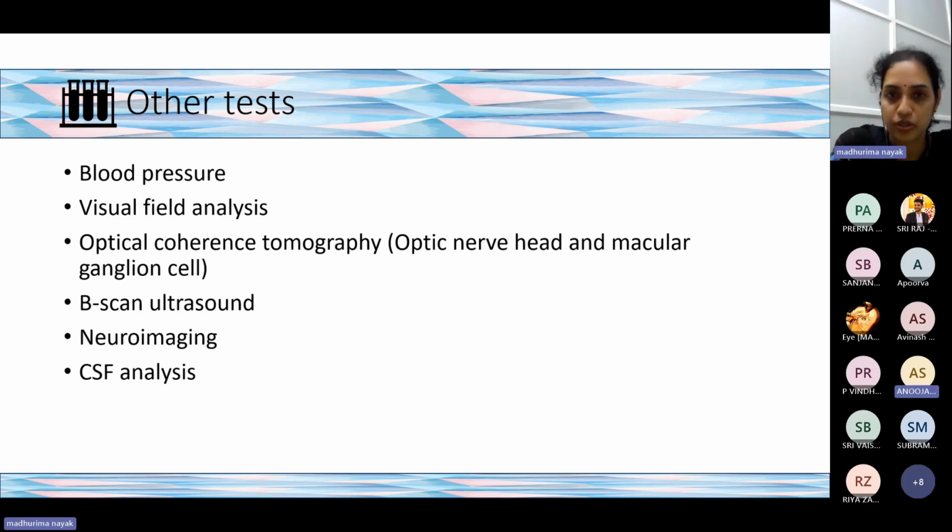Enlargement of the blind spot. So in papilledema, visual field is more of a follow-up use. Okay, you cannot use it as a diagnostic criterion for papilledema. The other two, what you said is exactly right.